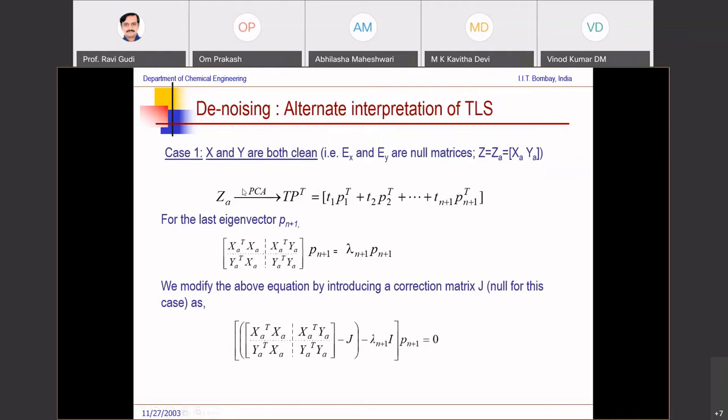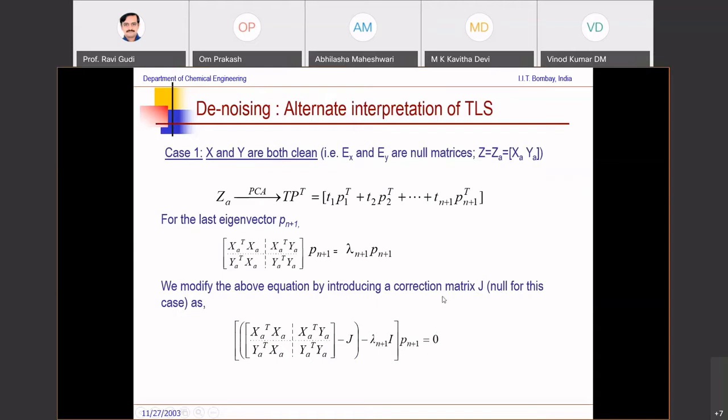So when I subject it to PCA, now what is Z? Z is XA, YA. So if I open that up, it becomes X transpose X, X transpose Y, Y transpose X, Y transpose Y. Pn plus 1 is equal to lambda n plus 1 Pn plus 1. This is the last eigenvector. Okay. And now what I just do is I modify this equation, introducing a matrix J, which I am assuming to be null, or a matrix of appropriate dimensions 0. Okay. And I bring this to the left hand side. So minus lambda n plus 1 I, times Pn plus 1, is equal to 0.